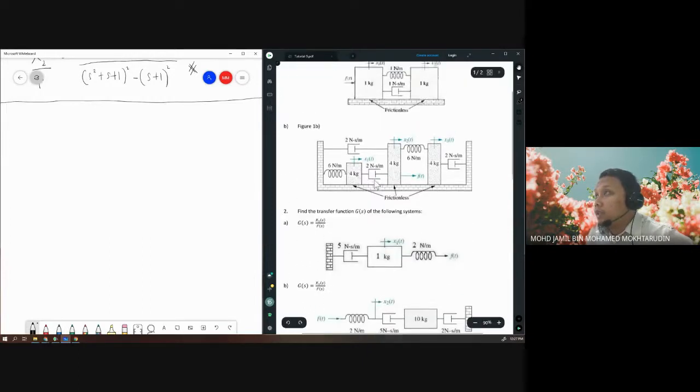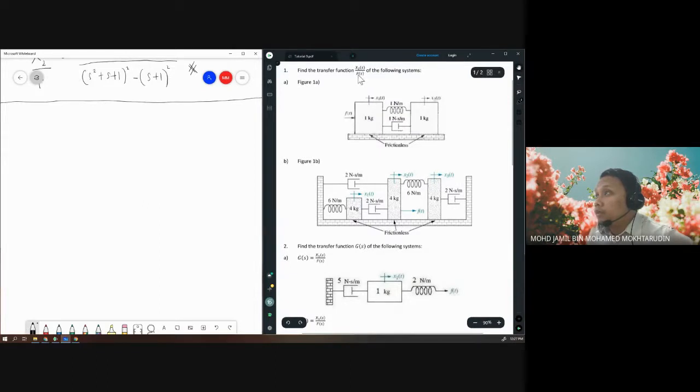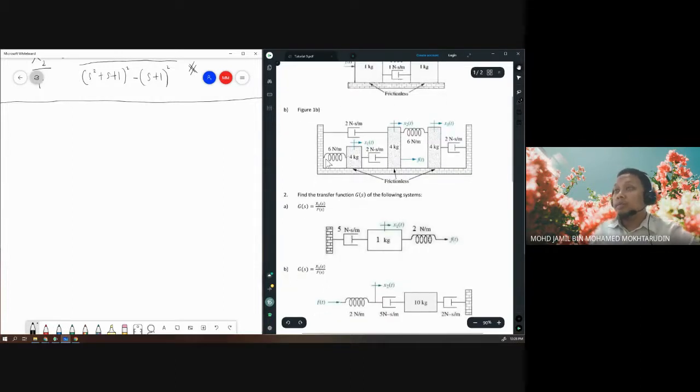The same input and output: the input is F and output is X2, meaning that we want the position X2 of the middle box. So let's draw the free body diagram, starting with free body diagram number 1. On X1 we have a spring and damper connected to X1. So on X1 only one spring and one damper. There's nothing else connected, and even the floor is frictionless.